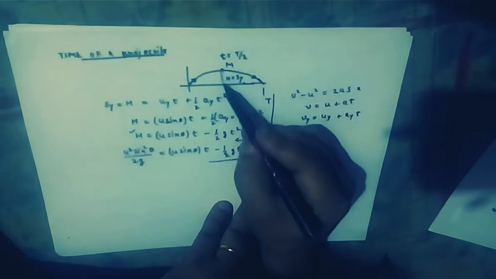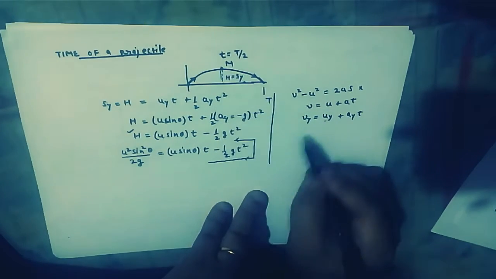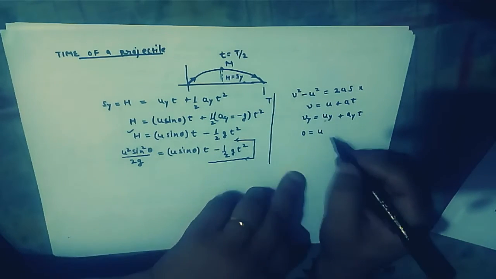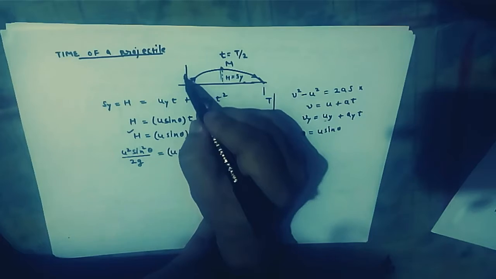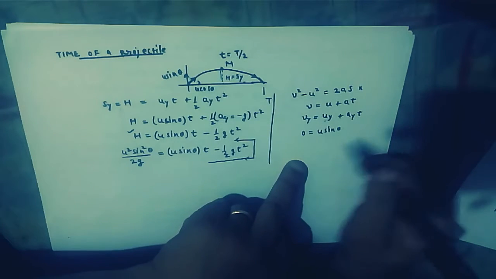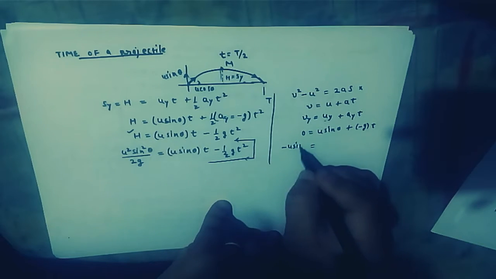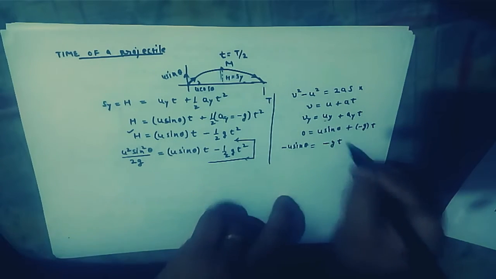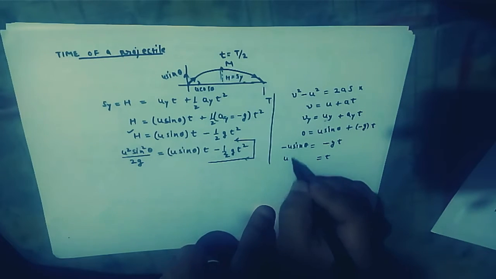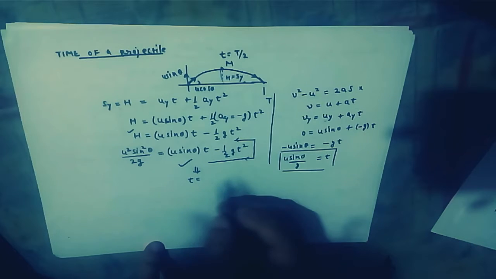At that point M, the velocity along the y-axis was 0, and the initial velocity was u sin theta, which was going upward, and u cos theta along the x-axis, right? So you can put the value here. So that is 0 equals u sin theta minus g into t. So t would be u sin theta upon g. By solving this equation we will have the value for t, which is u sin theta upon g.